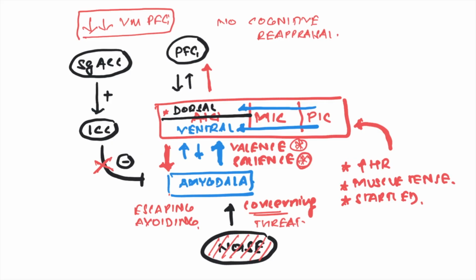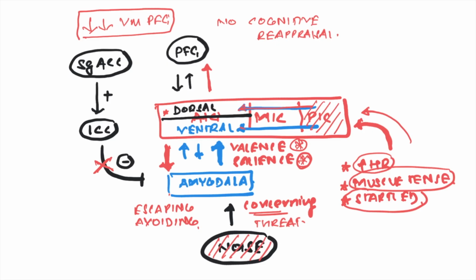At the same time, when there's a loud noise, the heart rate goes up, there is muscle tension, the person is startled. That information flows into your posterior insular cortex. From here, the information flows into your anterior insular cortex, where you integrate the interoceptive and the exteroceptive signals, along with the valence that this is concerning, it's bad, and the salience that we need to pay attention.